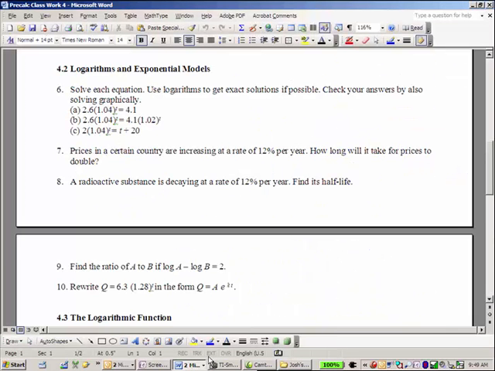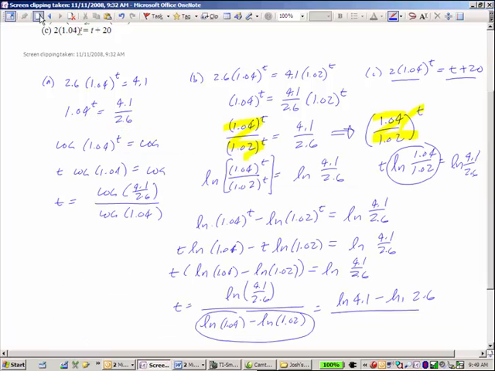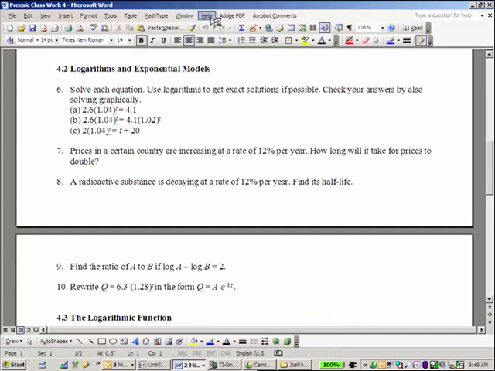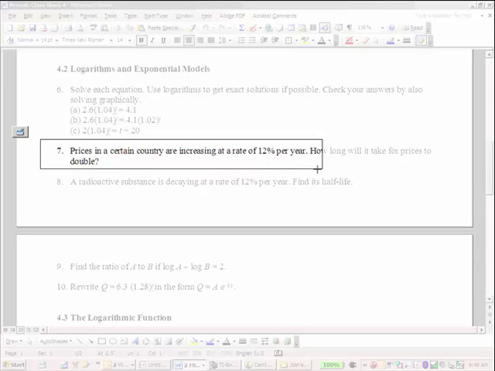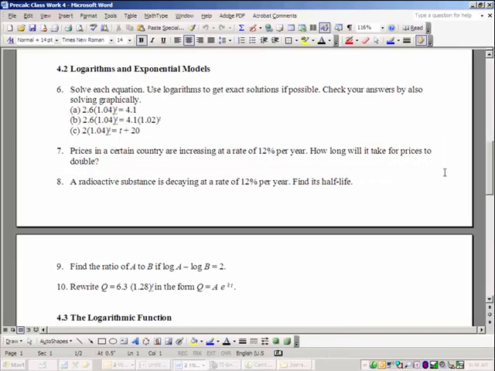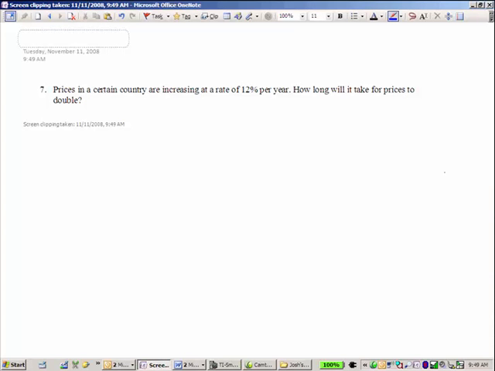All right, let's set up 7 and then we can call it a day. I think we have 2 minutes. So for 7, let's get ourselves some room. Prices are increasing at a rate of 12% per year. So we do see. Calculator. Y1 and Y2. Right, so then you just do the intersection. Yep. Calc intersect. Definitely. Increasing at a rate of 12% per year, how long will it take for prices to double?